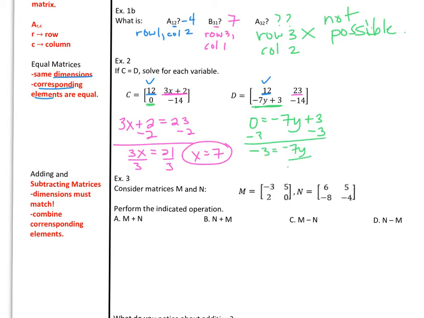And then we'll divide both sides by negative 7. Recognizing that we have two negatives that would cancel in that fraction, 3/7 doesn't reduce, so we'll leave our answer in fraction form. And then last but not least, our final element, row 2, column 2, is already a match, no more variable to solve for.